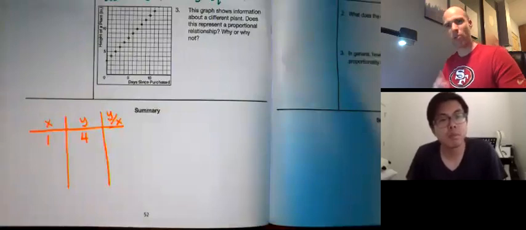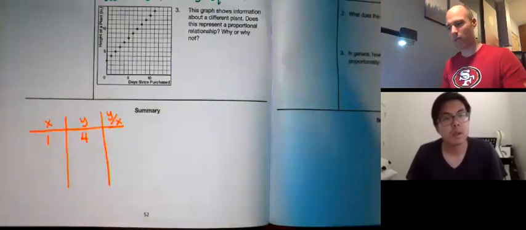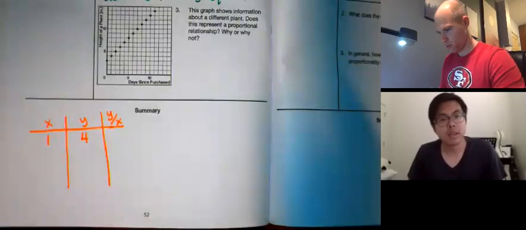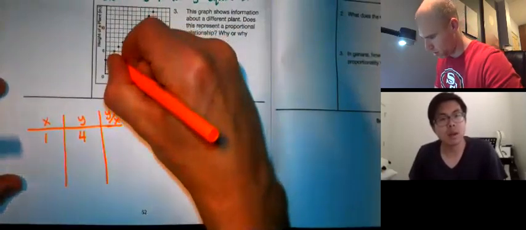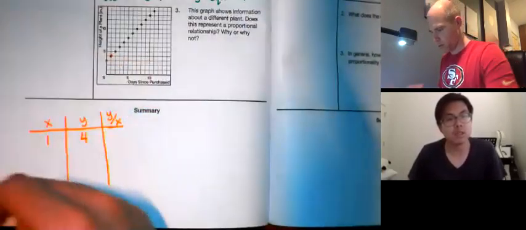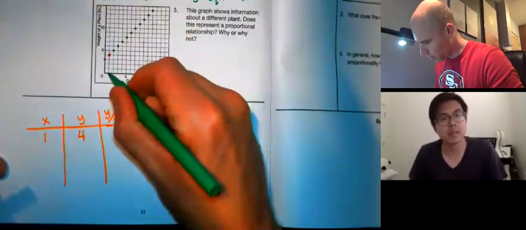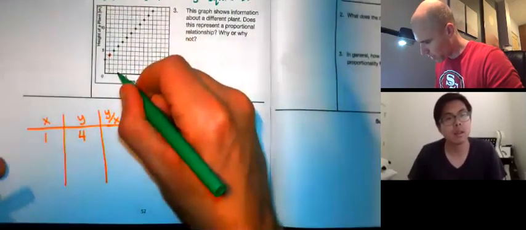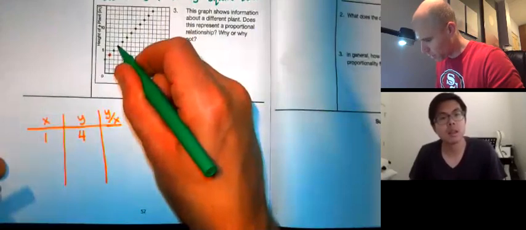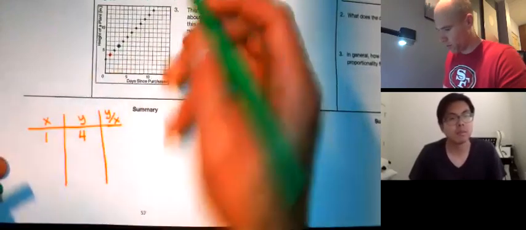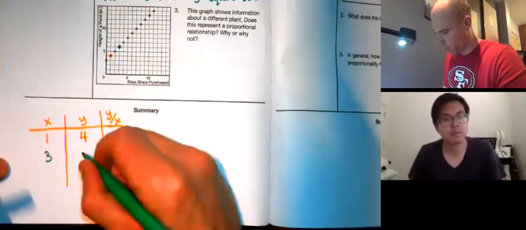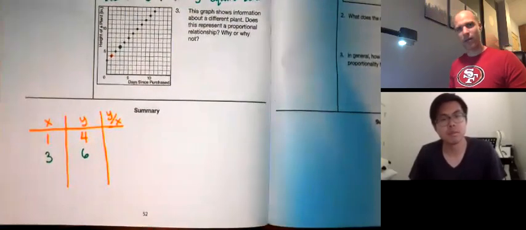Mr. Wong, you want to choose another point and then we'll compare the ratios between these points? Sure. I see 3 on the x and 6 on the y. You can double check my work just in case. I see 3 on the x and 6 on the y. I agree with that. Okay, so 3 comma 6.